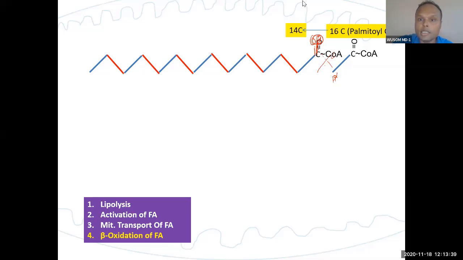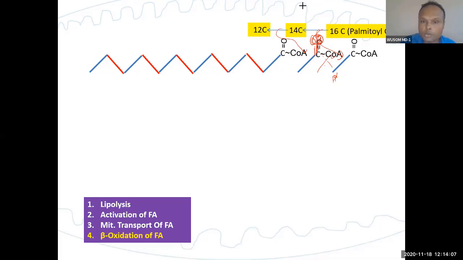So you can see from the 16 carbon, one acetyl coenzyme A is released, and this results in a 14 carbon compound because of this bond broken. The same bond that was synthesized during fatty acid synthesis is breaking now. Because of this bond breaking there will be production of one acetyl coenzyme A and a 12 carbon compound.